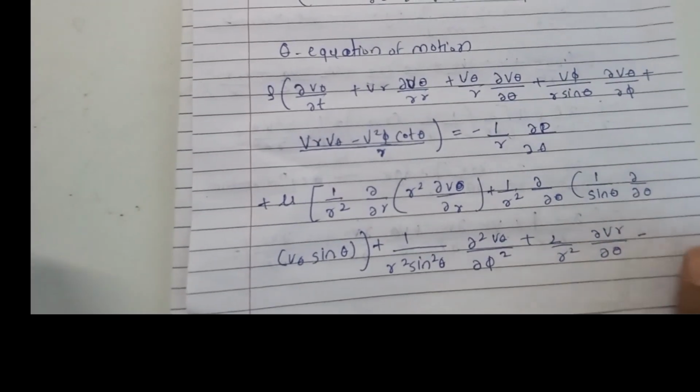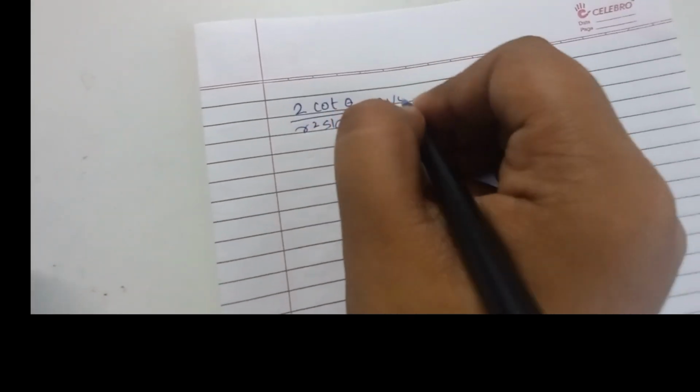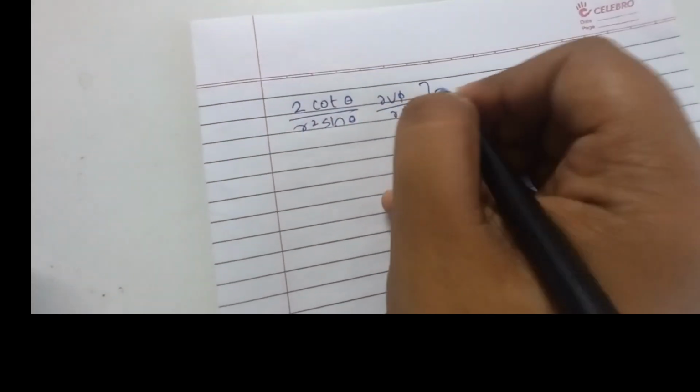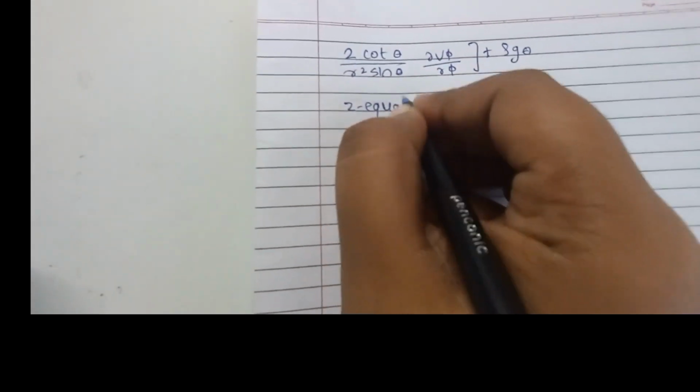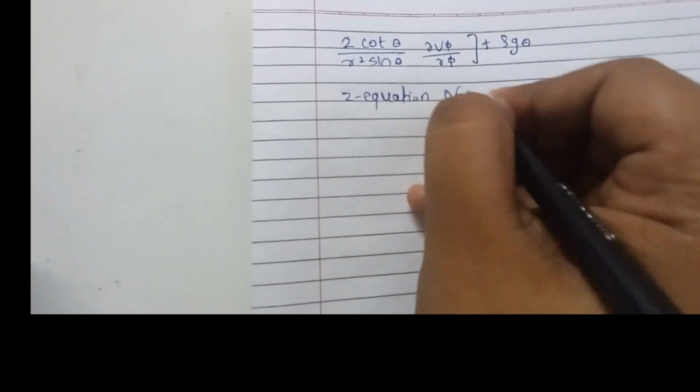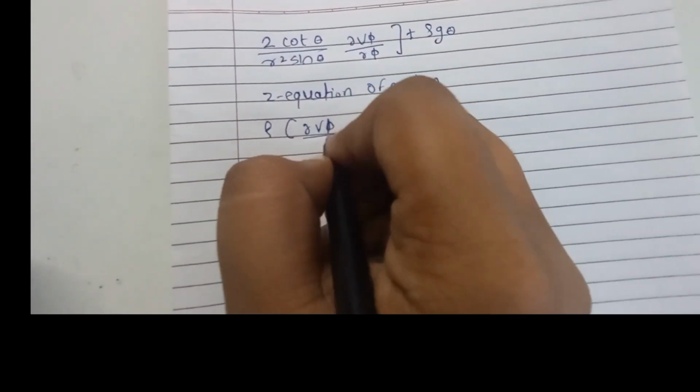minus of 2 into cot theta upon r square sin theta into del v phi upon del phi plus rho g theta, that is the theta equation of motion, that is the forces, pressure forces or forces acting in the theta equation of motion. G theta is the acceleration due to gravity.